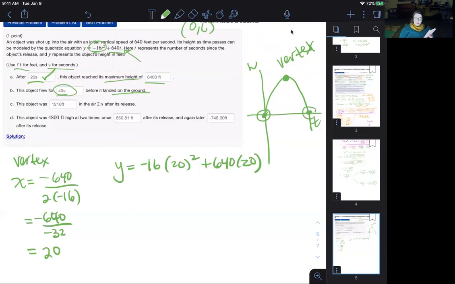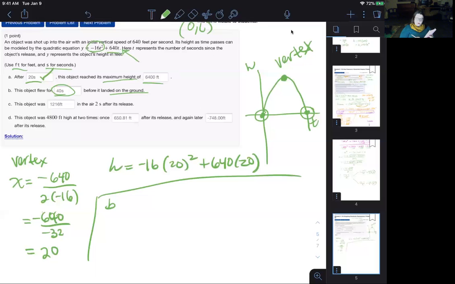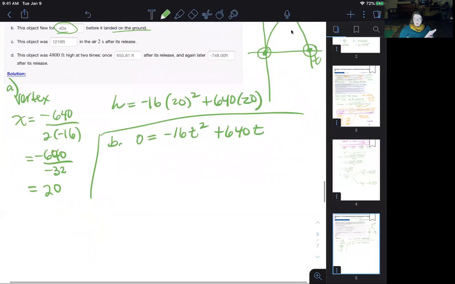In order to figure out when it landed on the ground, that would mean the height is 0. So for the next one, B, this one was A. For B, if we set the height equal to 0, we say 0 equals, actually they are using y for the height instead of h, negative 16t squared plus 640t. I can solve for t. And since we're learning the quadratic formula, we can use the quadratic formula here.